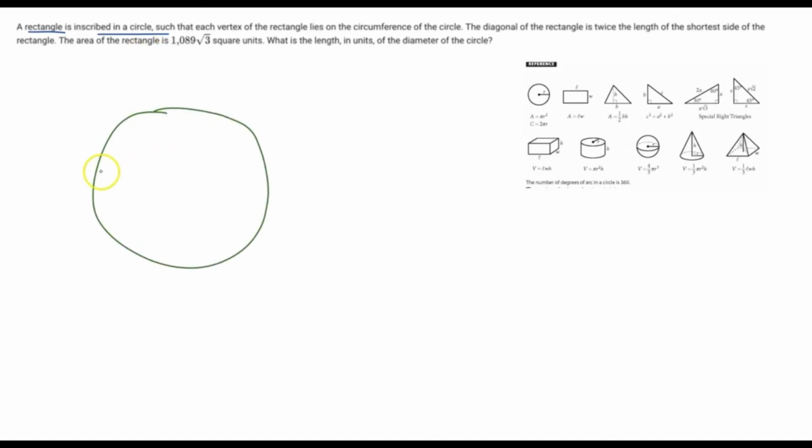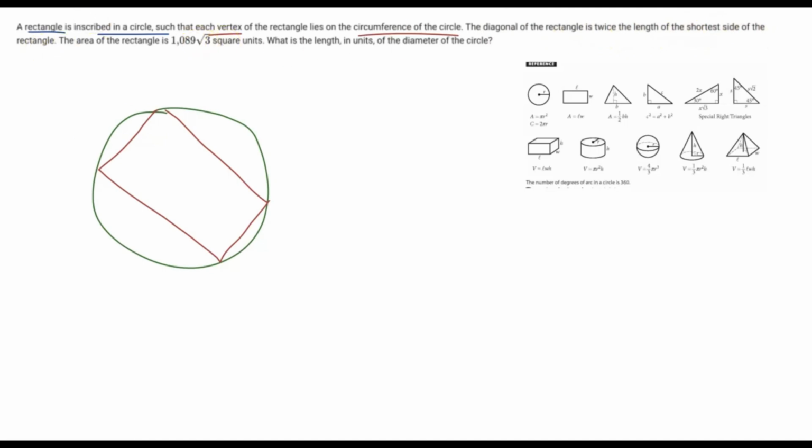So let me just draw a circle and then draw a rectangle. So the rectangle is drawn such that the vertex, or each corner of the rectangle, lies on the circumference of the circle. So what it's going to look like is one corner goes there, and then the corners of that rectangle are going to be on the circumference or the outside of that circle. So there's our drawing. It says the diagonal of the rectangle is twice the length of the shortest side of the rectangle.